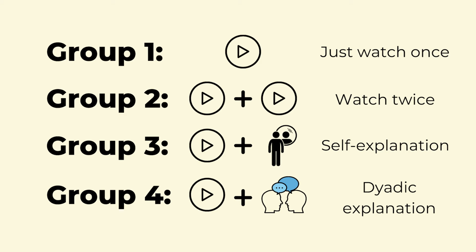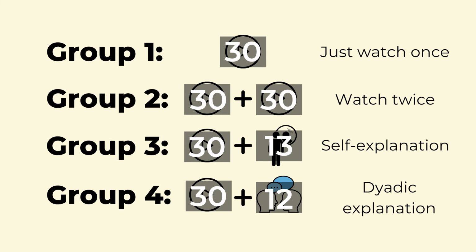As a summary, the first group watched the video once, the second group watched twice, and these were control groups. While the third group watched and explained it on their own, the fourth group explained it dyadically, 2 students to each other. The mean time that each group spent were 30 minutes, 60 minutes, 43 minutes, and 42 minutes, respectively. All of the students sat for the identical exam 3 times, before the intervention, right after the intervention, and 1 week later. These exams could be considered as a pre-test and 2 post-tests.